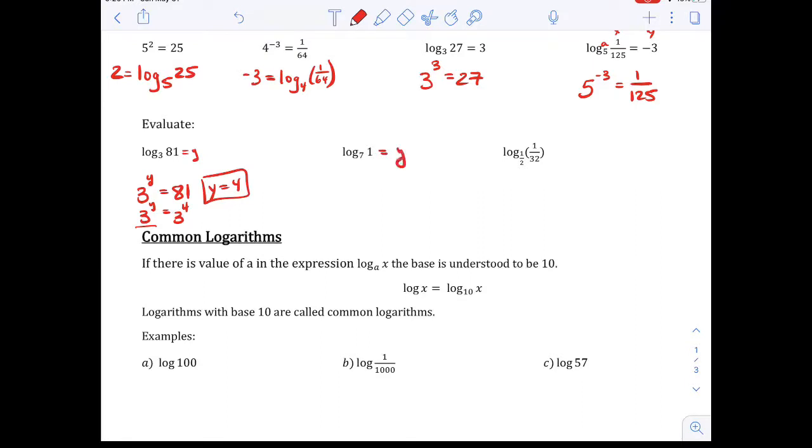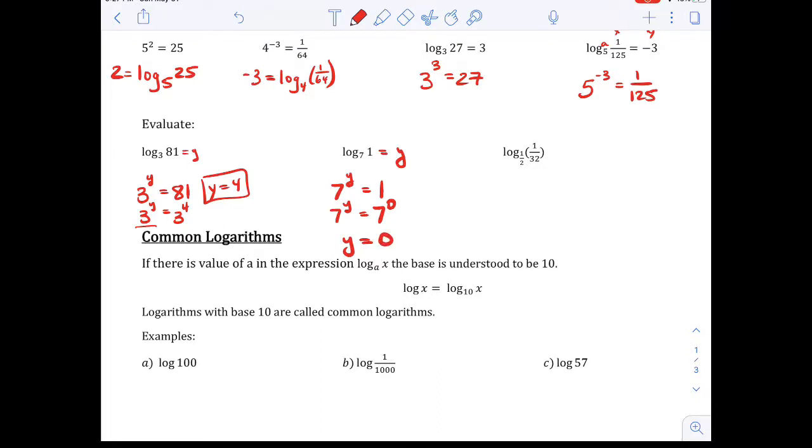Log base 7 of 1 is equal to y. So we're saying 7 to the power of y is equal to 1. You might look at it and say, I don't really know. Well, remember, anything raised to the exponent of 0 is 1. 7 to the power of 0 is 1. So y must be equal to 0 in this case.